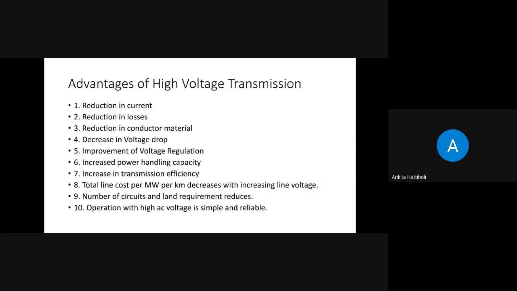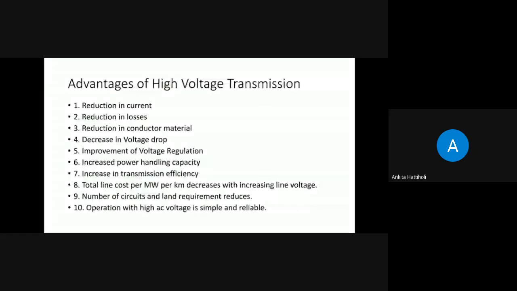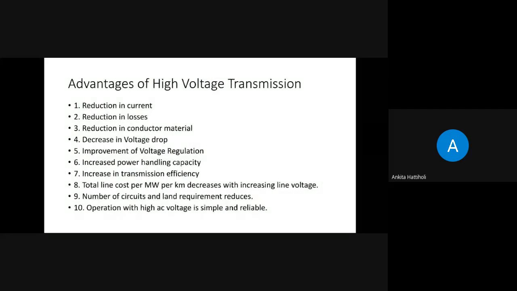So reduction in current, reduction in losses, then the volume of the conductor material also reduces. That is again a plus point, an advantage of high voltage transmission. Next is that the voltage drop in the line decreases. Voltage drop means the line is eating up the voltage. So that also decreases.